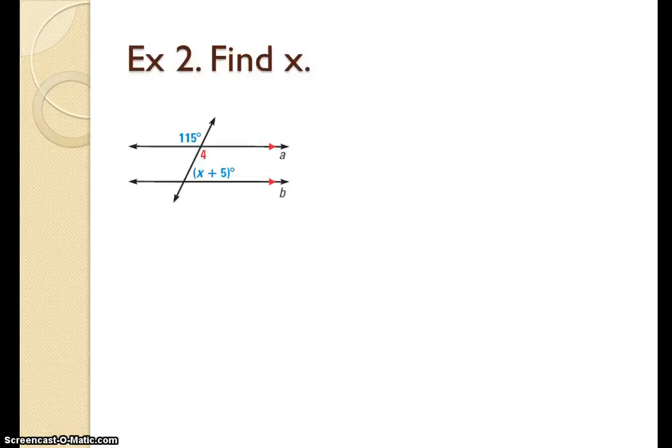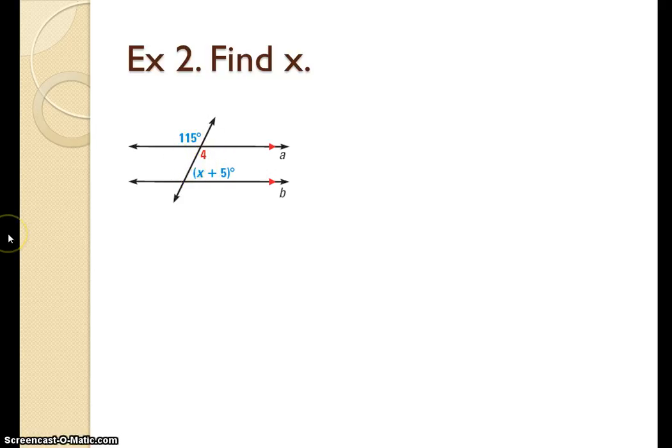So for here, our goal is to find what the measure of x is. So that's this guy right here. So let's see what I have. Well, I have this angle, 115 degrees. There's no direct relationship between these. These are not alternate interior, because one's out, one's in. These are not corresponding because it's on different sides of this guy here.